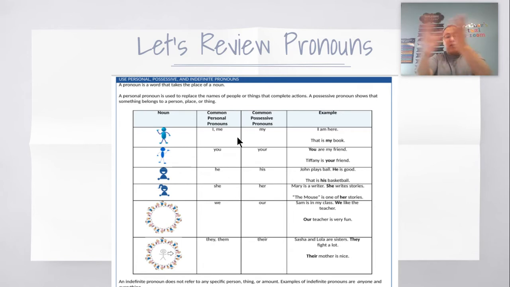We is a group of people, so we can say we if it's a personal pronoun, or our if it belongs to the group. So it says Sam is in my class. We like the teacher. So Sam and I together, because it's more than one person, we like the teacher. Our teacher is very fun. They, them are also personal pronouns to talk about a group of other people. If we're talking about possessive, it would say their. Sasha and Lola are sisters. They fight a lot. Their mother is nice.